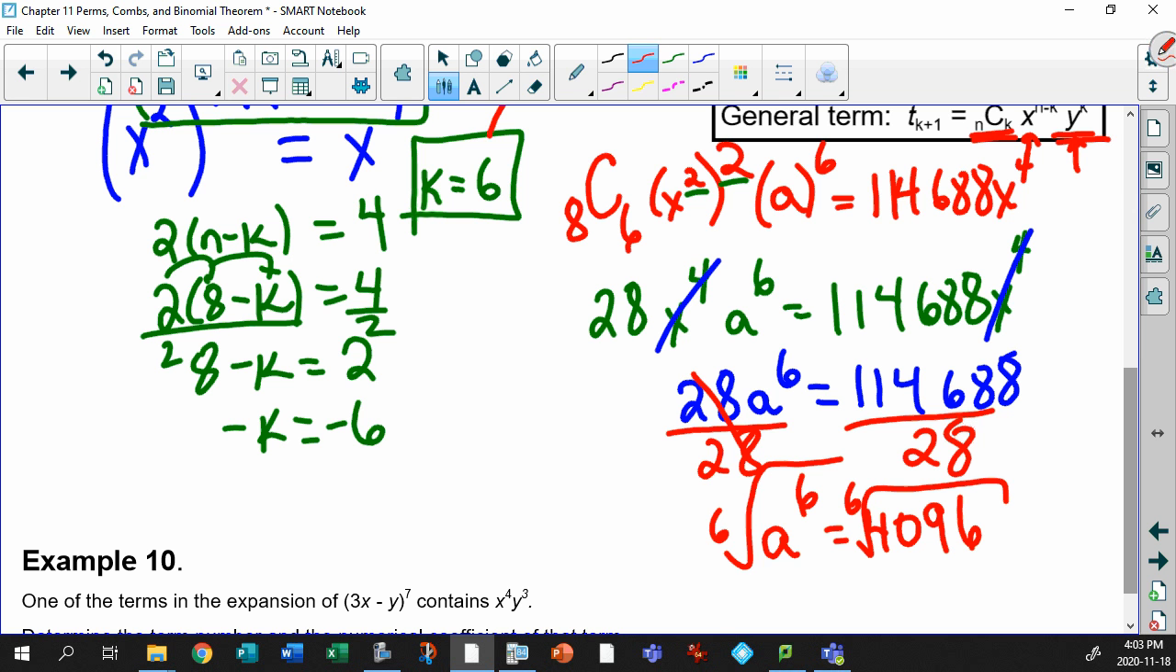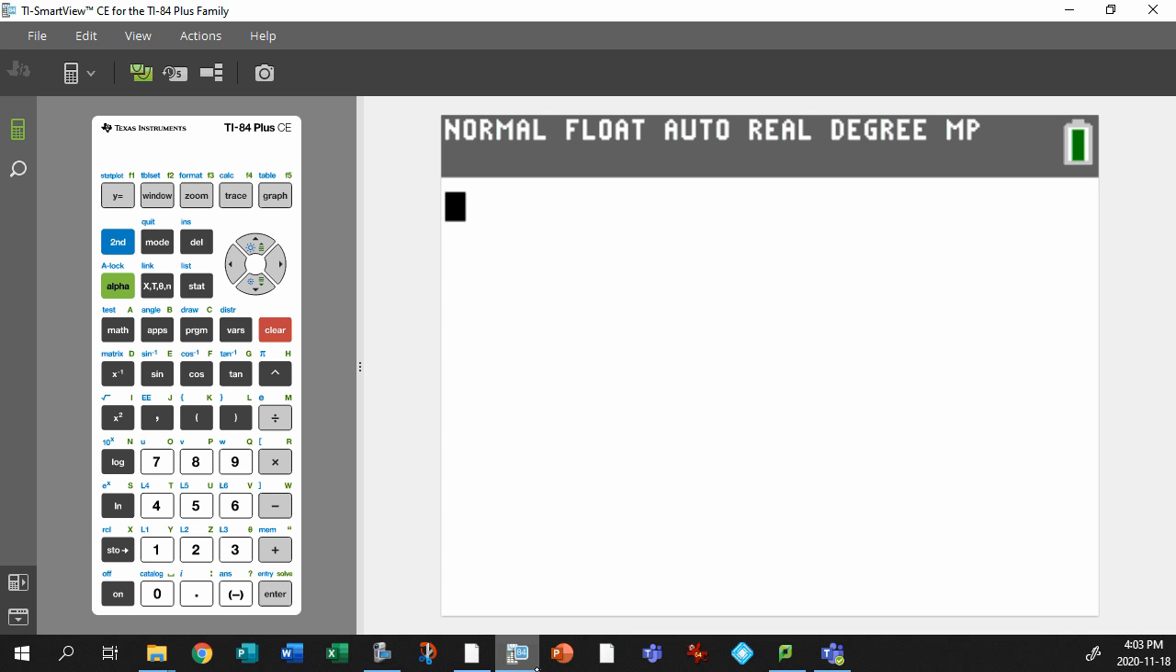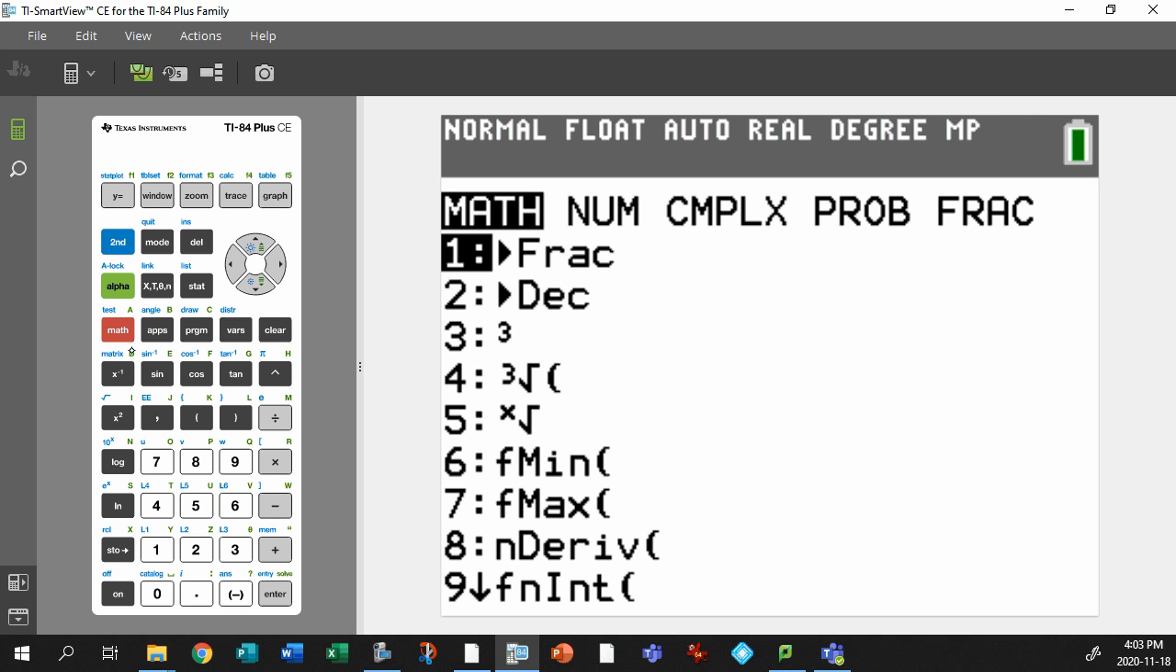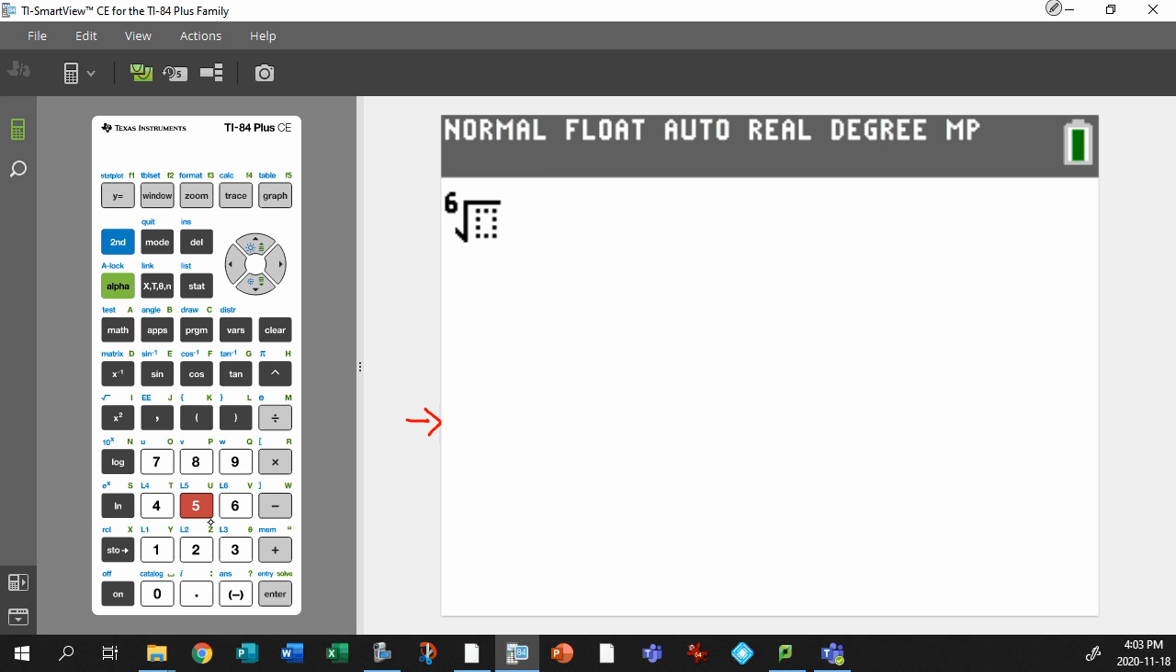I can show you where that is right now. 6th root of 4096. Let's go into a calculator. Let me show you. The 6th root, so punch in 6, go to math, hit 5, because that's this guy right here. That allows you to determine any root in the world. Hit 5, 6th root of 4096. Find out what that is.